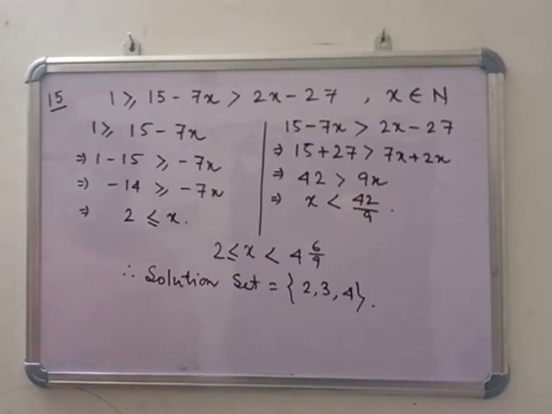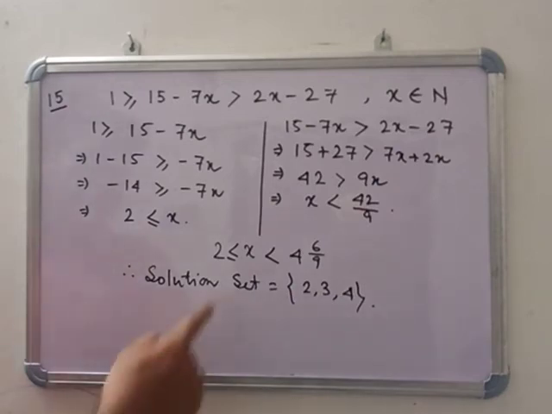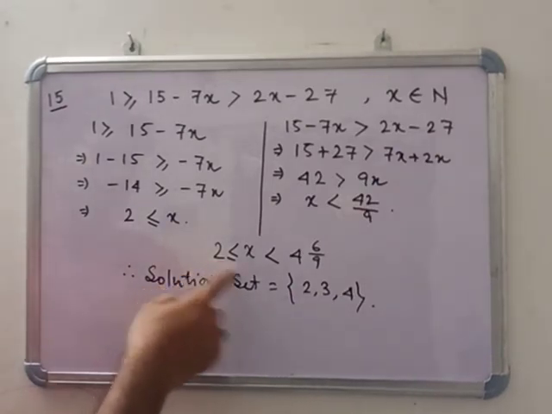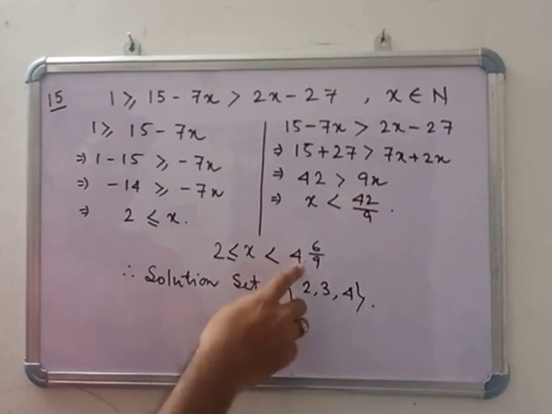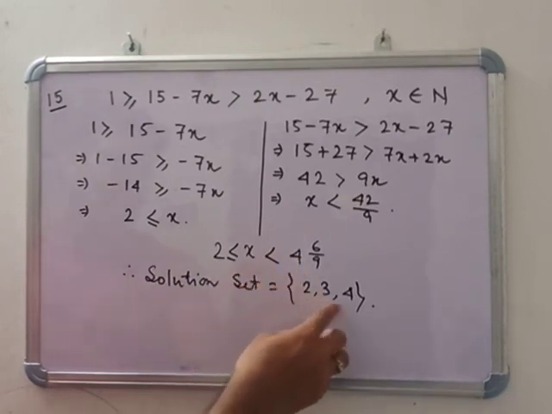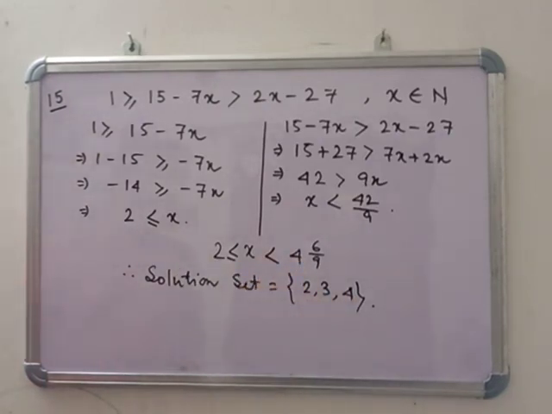So x is given as a natural number. Natural numbers start from 1. So 1, 2, 3, 4 like that. So we are starting from 2 because equals is given. So equals to 2. 2 is there and 4. Okay, so 2, 3, 4. The solution set is 2, 3, 4 here. So no number line is there in the question. So don't do that. Okay. Next one.